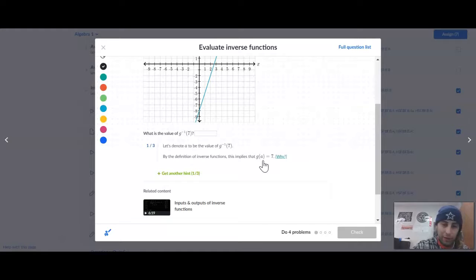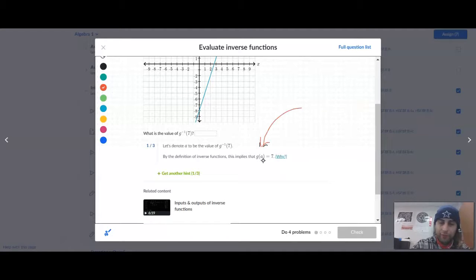So let me make a little note here. Let's go red though. G of a equals 7. I don't know why it's not writing. It's making me mad. All right. G of a equals 7. That means your y value equals 7. And once you find your y value of 7, you're going to figure out what x equals. It's supposed to be a question mark there.